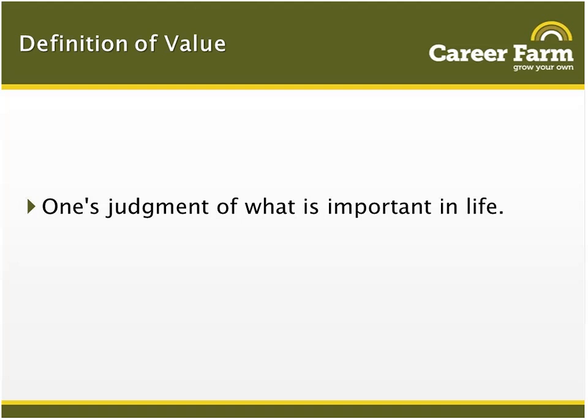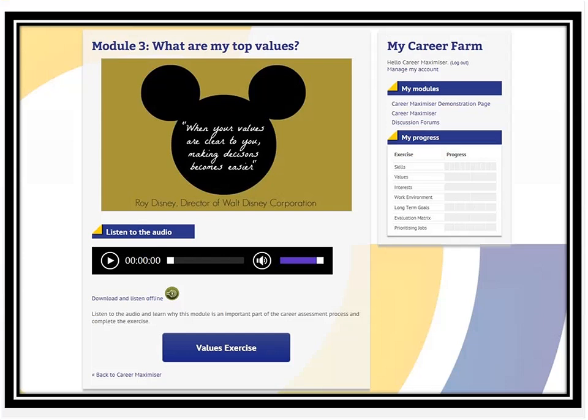So then the next area to look at is value, and I sometimes get asked what is a definition of value. In my opinion, I got this from a dictionary, it's one's judgment of what's important in life. That's the definition that I would pick. So it's really thinking about what's important to you, and so this exercise, module 3, is looking at what are your top values, and it also gets you to rank those, in order of importance. So that exercise helps you make decisions because you know your values. When your values are clear to you, making decisions becomes easier.